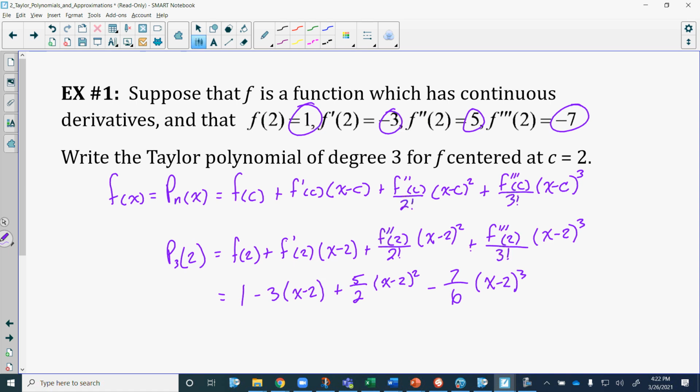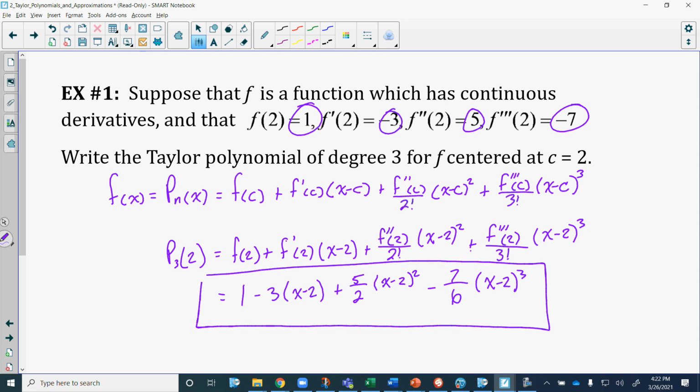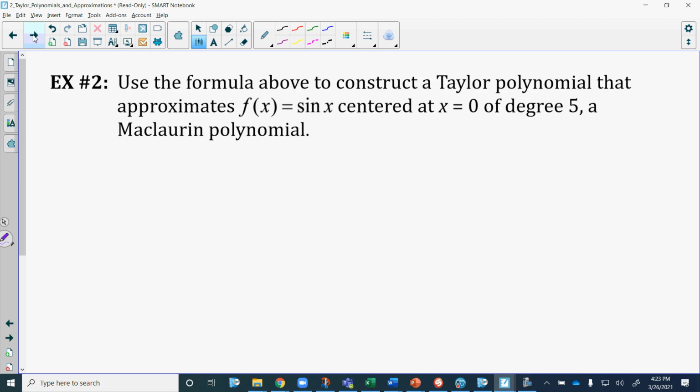And that is the third degree Taylor polynomial, where f of 2 is 1, the first derivative is negative 3, the second derivative is 5, and the third derivative is negative 7. And that's really all there is to it. Now, of course, if you don't know how to write this to begin with, if you don't have that first bit, then getting to the answer is going to be a bit of a challenge.